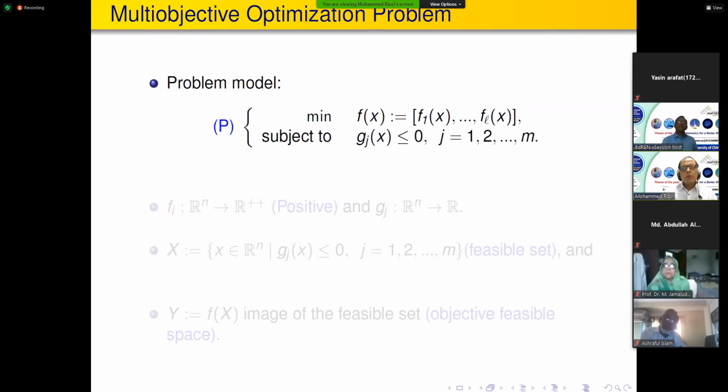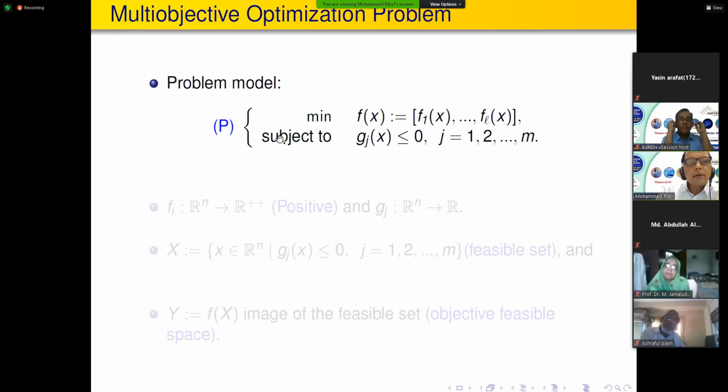Here we consider more than one objective. Suppose that in this model, I have L number of objectives, so we have a finite number of objectives subject to some constraints. The constraints you may ignore; in that case, you can call it a multi-objective unconstrained optimization problem. In my model, I consider the constraints, because the problem is more complicated when you consider constraints.